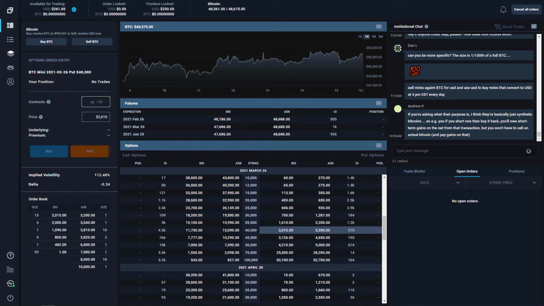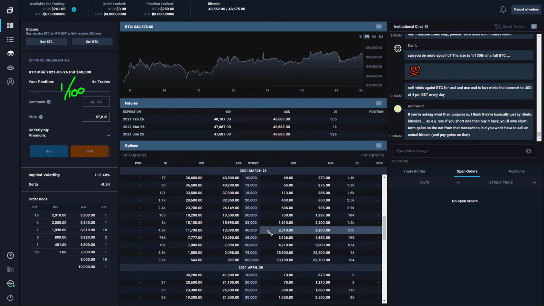A couple of things that you can do here. First of all is position size. If we enter 100 contracts, what that means is that we want to be on the hook for one full Bitcoin. So each contract is 1/100th of a Bitcoin obligation. So these are mini contracts, if you will.